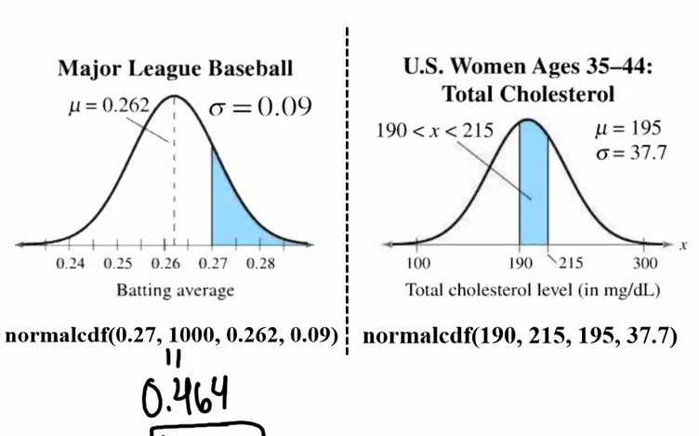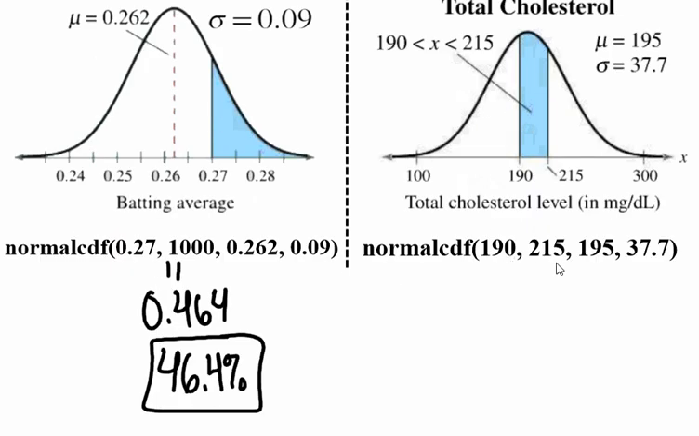Second scenario. Average total cholesterol. This is used for health screenings in order to give health benefits or set insurance premiums. Looks like the average female between 35 and 44 has an average cholesterol of 195. Standard deviation is 37.7. What's the percent of people that have a cholesterol between 190 and 215? They might determine these bands that are considered to be healthy. Lower bound's 190, upper bound is 215. The mean is 195, and standard deviation is 37.7.